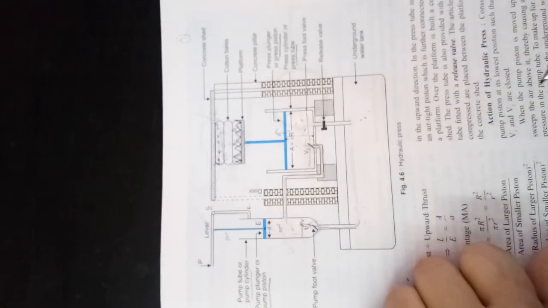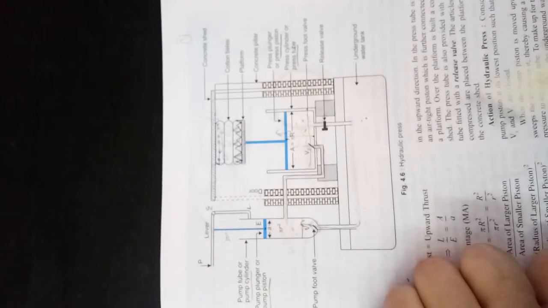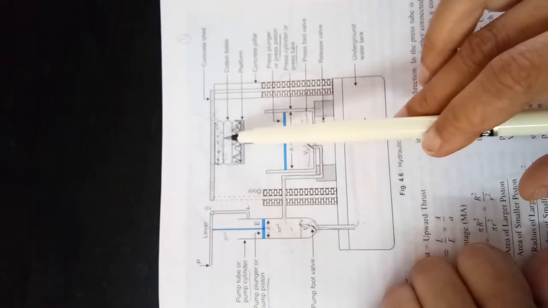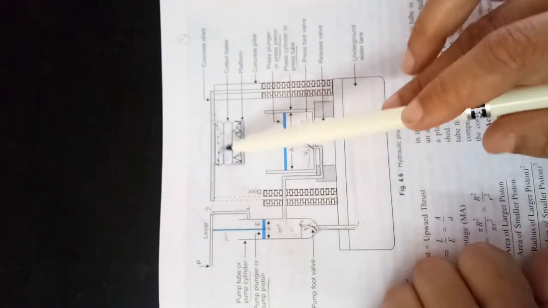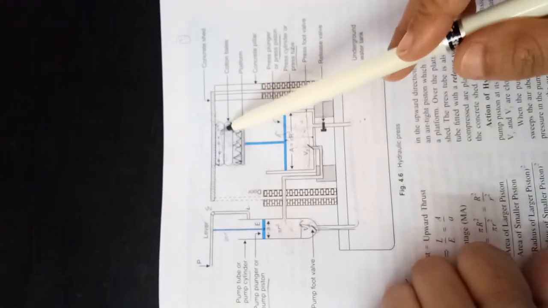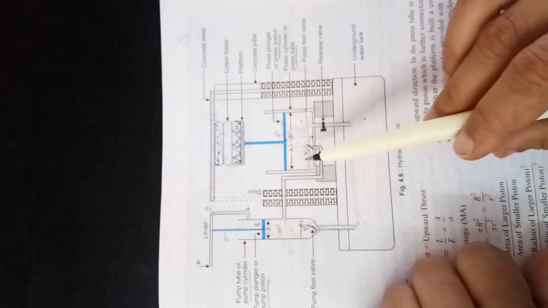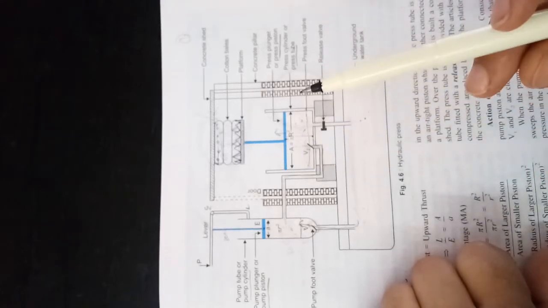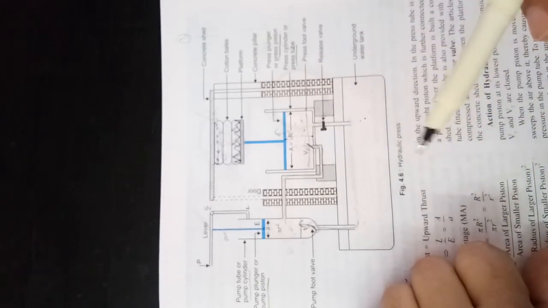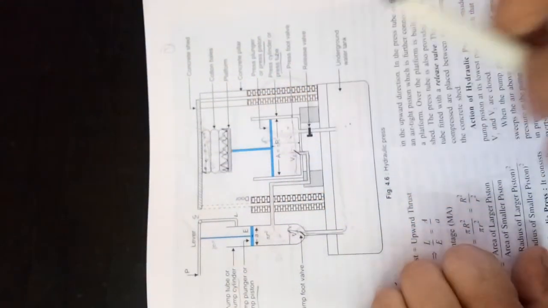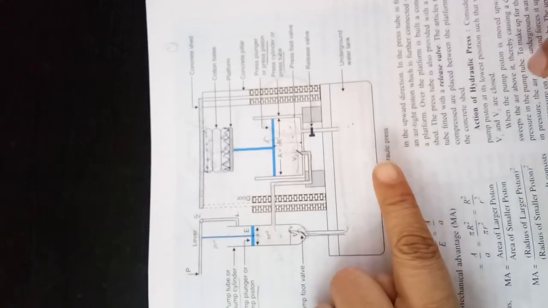Okay, and this platform can be used further. And if the concrete shed is not there, then we can simply lift objects by placing them on this platform. It means this hydraulic press can also be used as a hydraulic lift if the concrete shed is not there. The working is the same, the construction is the same, only remove this concrete shed. This is all about the working. Okay.